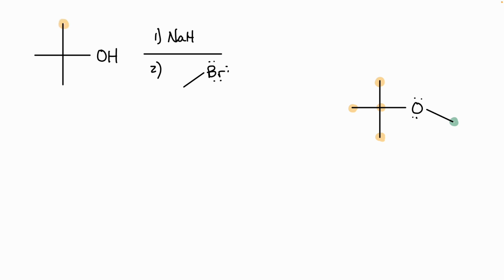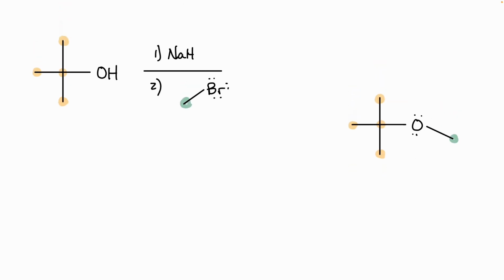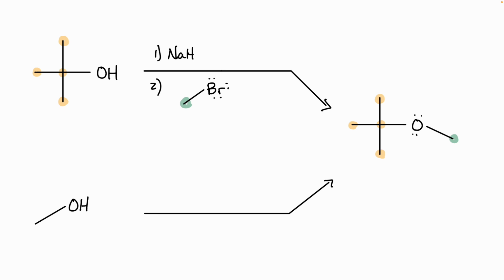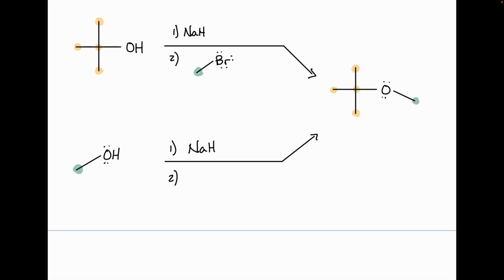All right, so either my orange fragment can be my alcohol, and my green fragment my alkyl halide. Or I could have chopped it up differently. And I could have said, all right, I want that green fragment, that 1 carbon fragment, to be my alcohol. We're going to treat that with sodium hydride. And then the other fragment, that bigger chunk, will make our alkyl halide here.